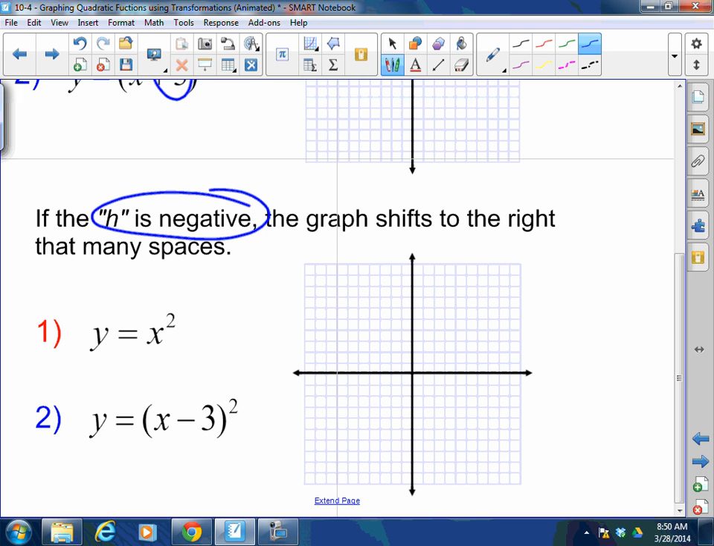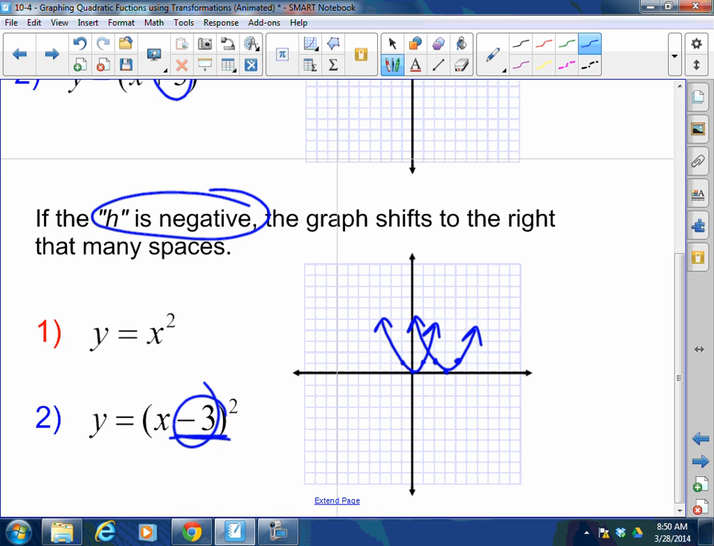When H is negative, since I have a negative to begin with, this is negative here now. I'm going to go to the right. So again, I have (0, 0), (1, 1), (negative 1, 1). But this time I have x minus 3. It's always opposite, so I go to the right now. 1, 2, 3, 1, 2, 3, 1, 2, 3, and that's my new graph shifted 3 to the right. You with me here, guys?